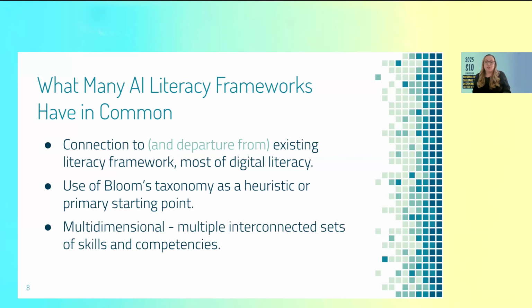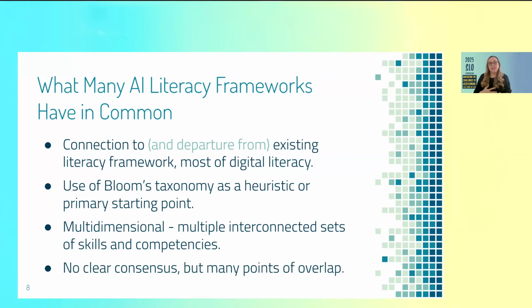Almost all of these frameworks are going to encompass multiple dimensions or interconnected skills and competencies with AI. We'll get to some of those in just a moment. And there's no really clear consensus on which framework is best. I think a lot of people are scrambling to get their framework, their measures, and their outcomes and competencies validated across multiple contexts. But even though there's not a lot of clear consensus, I do think there's a lot of points of overlap.